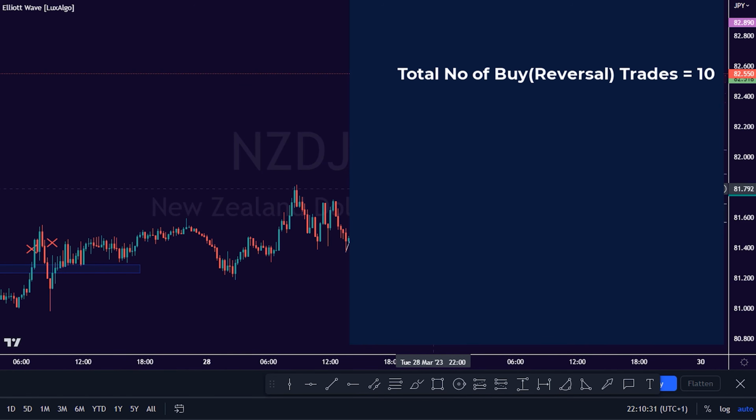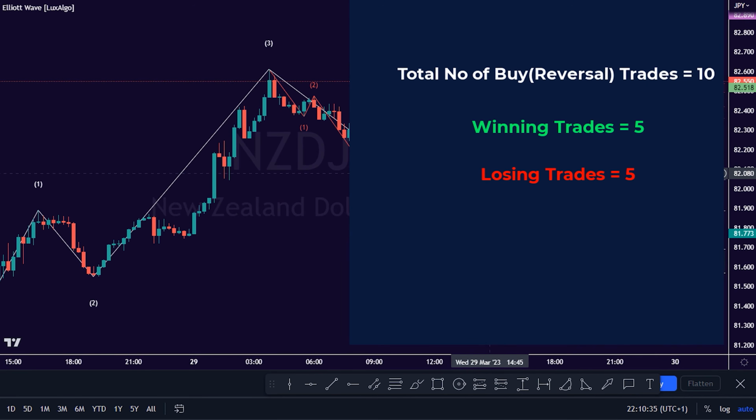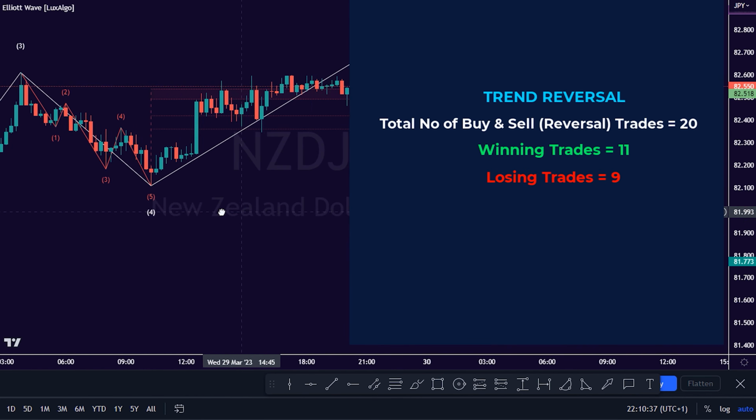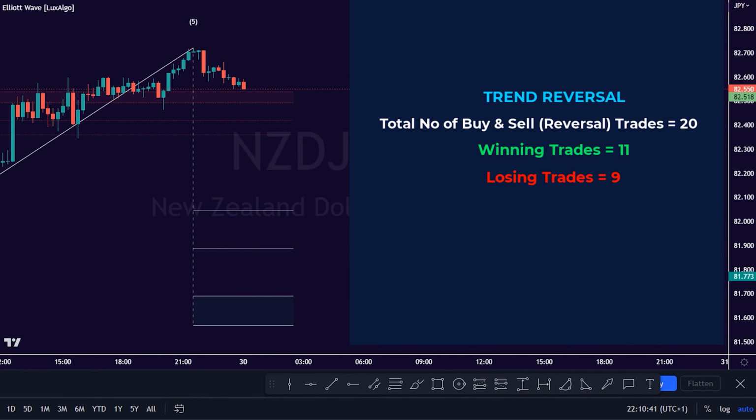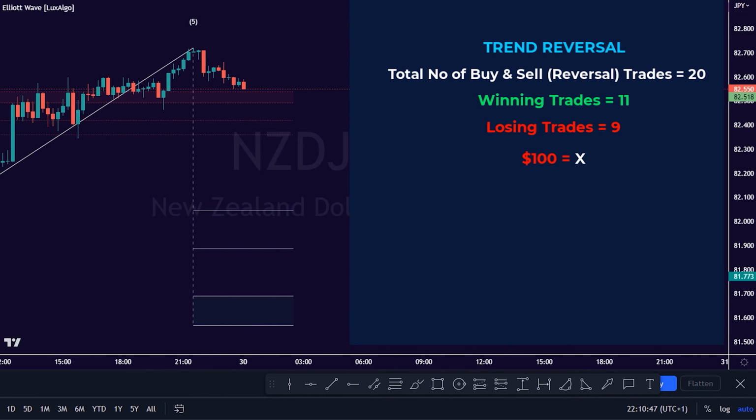Out of the 10 trade setups traded, I have 5 winning trades and 5 losses. Now I have a total of 11 winning trades and 9 losing trades when trading reversal of trends with the Elliott Wave LuxAlgo indicator. I lost $100 for each 1x risk value of each trade. That is $100 times 9 losing trades.